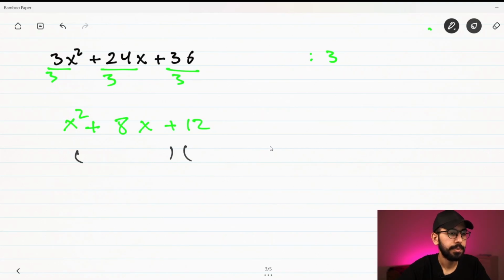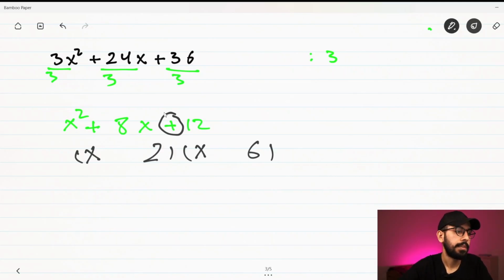Two brackets, x here, x here. The two numbers that multiplied to each other will give 12, and added to each other will give 8, because we have plus here. It is obvious, 6 and 2: when the two of them are multiplied, the result will be 12, and when added to each other, it will be 8.